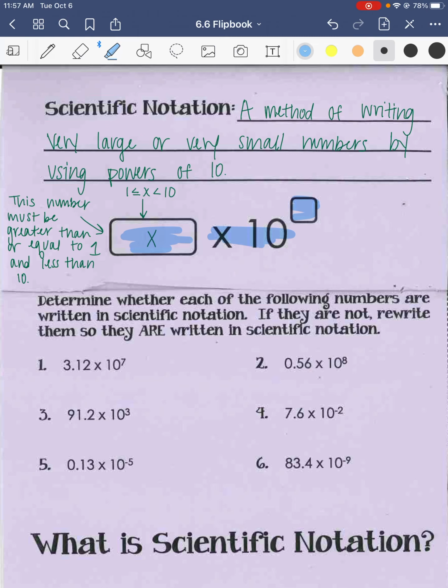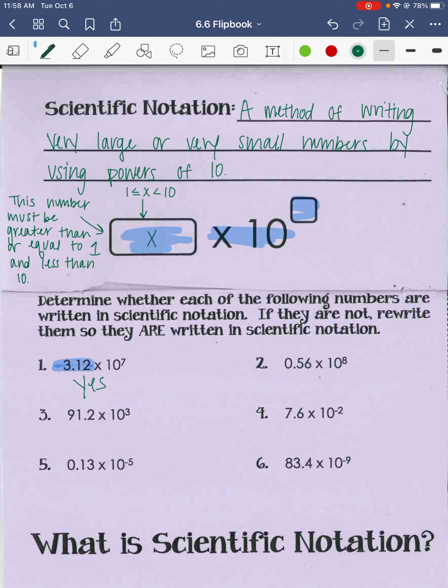these numbers down here. The directions say to determine whether each of the following numbers are written in scientific notation. If they're not, write them so that they are written in scientific notation. So the first one here, 3.12 times 10 to the 7th. Well, we have a number, 3.12. It is between 1 and 10, and then it's being multiplied by 10, some power of 10, so 10 to the 7th. So here we'll write yes, this is in scientific notation.